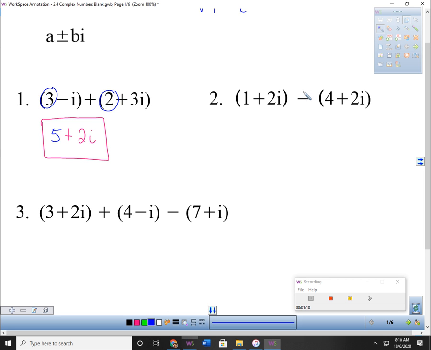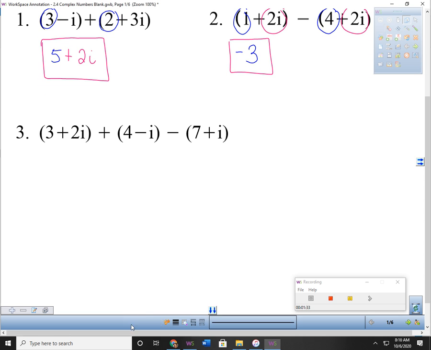Alright, same thing when you subtract. I would say 1 minus 4, that would give me -3, and 2i minus 2i would give me 0, so that would just be -3.